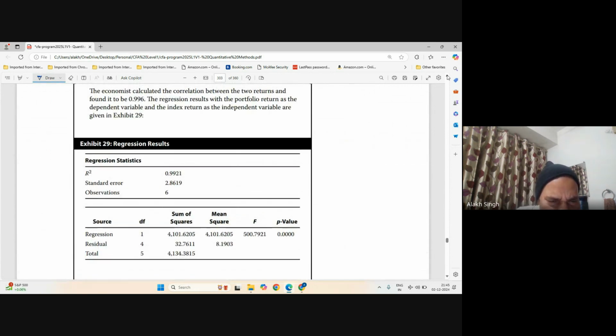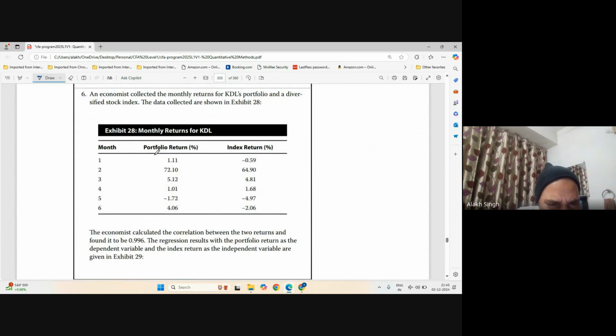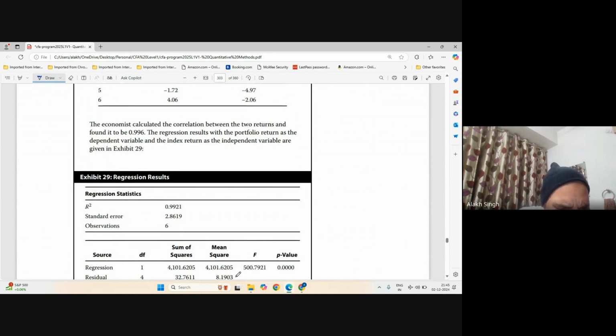Let's see R square. In this case, here is an outlier, and here also is an outlier. The rest of them are non-outliers. Our R square is still pretty high. The economists calculated the correlation between the two returns as 0.996. So R is 0.996, and R square is 0.996 squared, which is 0.9921.